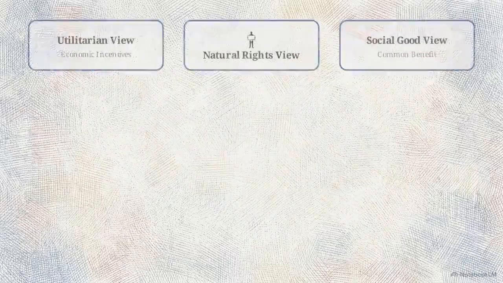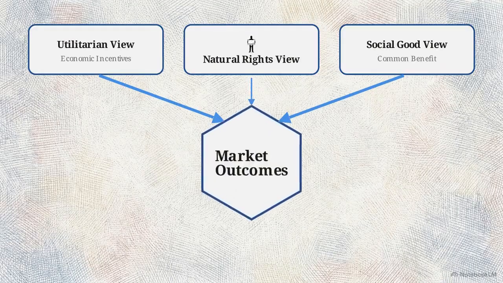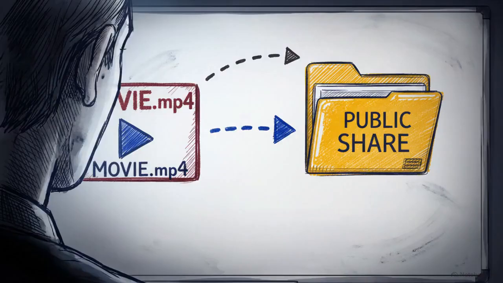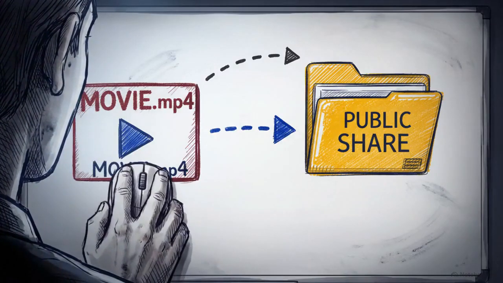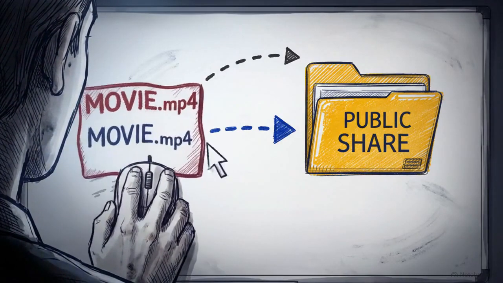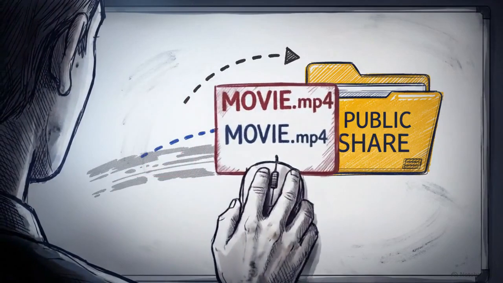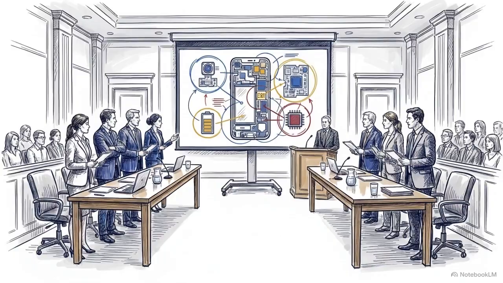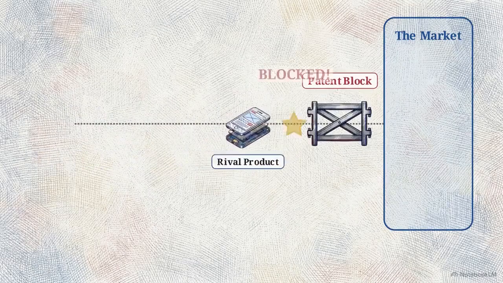When these philosophical frameworks collide in the open market, we see distinct real-world outcomes. Software piracy illustrates the friction between frictionless replication and copyright law. The ease of copying directly undermines the creator's natural rights. Corporate patent wars over smartphone technology highlight the tension between protecting proprietary innovation and stifling market competition. Companies use patents as weapons to block rivals.